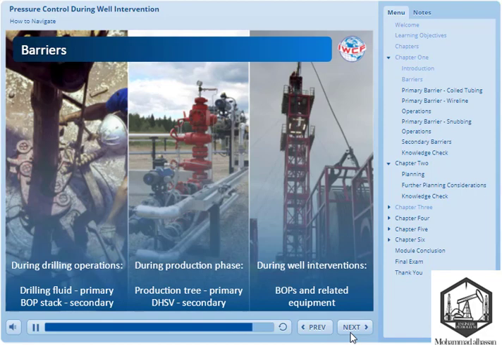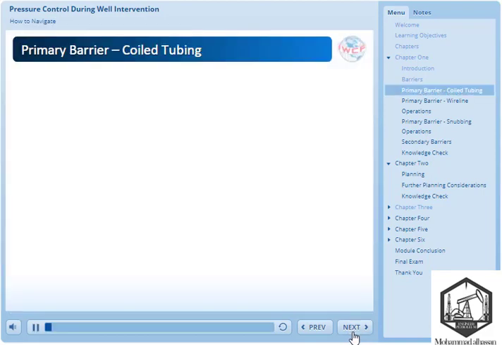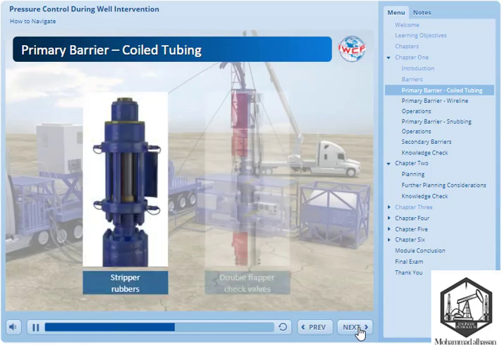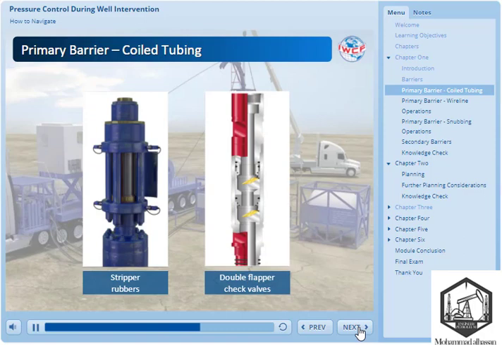Let's have a closer look at some of the barriers that are used during well intervention operations. Let's start with the primary barriers that are needed during well intervention. During coiled tubing operations, this would be the stripper rubbers and the double flapper check valves at the tip of the tubing. The second flapper acts as a backup in case the first flapper doesn't seal.